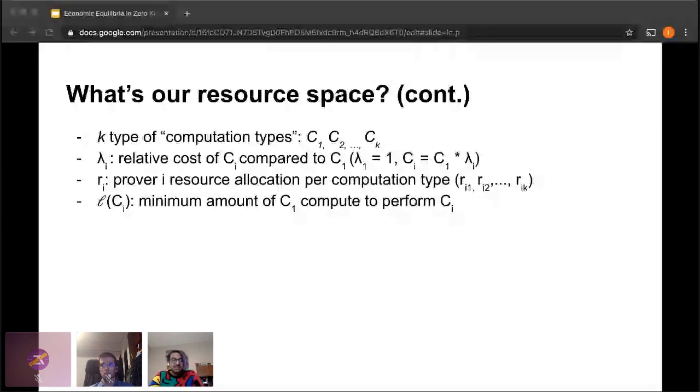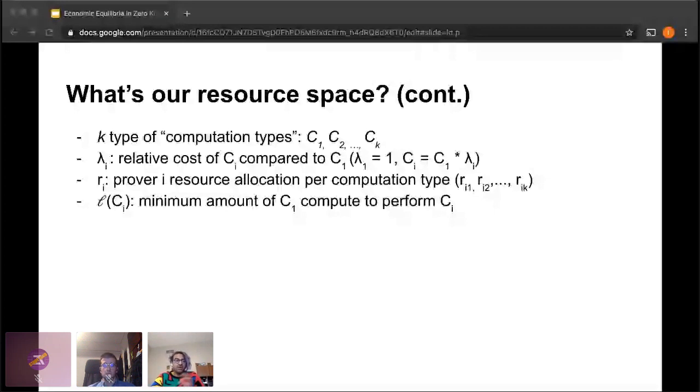lower bound on complexity is n log n, minus communication complexity, of course. And then computation type 2 might be multi-exponentiation, etc. We define this vector lambda, which is the relative average cost of computation type i relative to computation type 1. Then we define a vector that each agent has, that is the amount of resources allocated to each type of compute. And then finally, we have a sort of lower bound. In order to do a Fourier transform, you need at least 100 units of multi-exponentiation power.